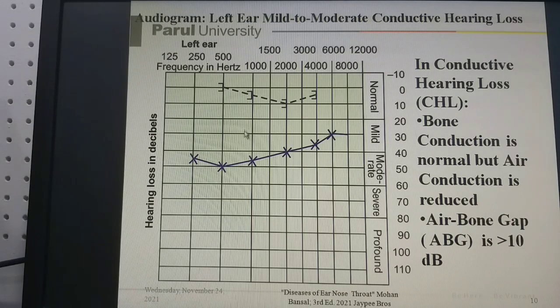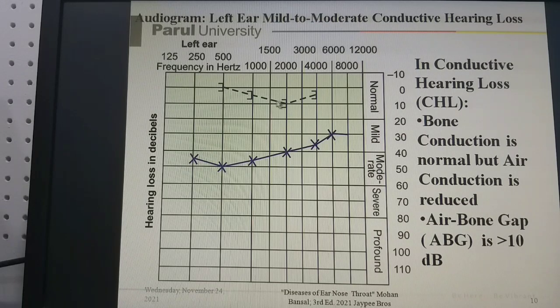So this is the conductive hearing loss. Why is it conductive hearing loss? You can see this ear, first the color is blue, so it is the left ear. This is the cross sign, X sign, means it is air conduction without masking, and it is joined with the continuous line. So there is hearing loss in the air conduction, but the bone conduction you can see is within the normal range. For this bone conduction, the square bracket is taken, and if without masking, the lesser than or greater than sign. It is showing that it is normal range.